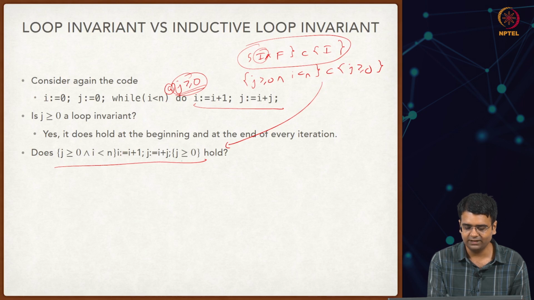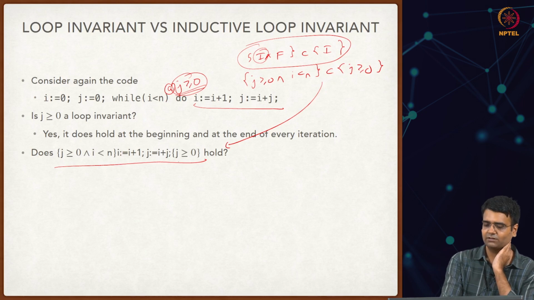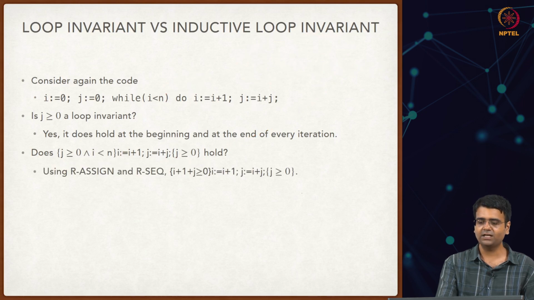So we can again propagate this backwards. So j is greater than or equal to 0, let's propagate it backwards using R assign and R seq. I am not going to go through all the calculation, you can do it yourself, but eventually you will end up with this: i plus 1 plus j is greater than or equal to 0.